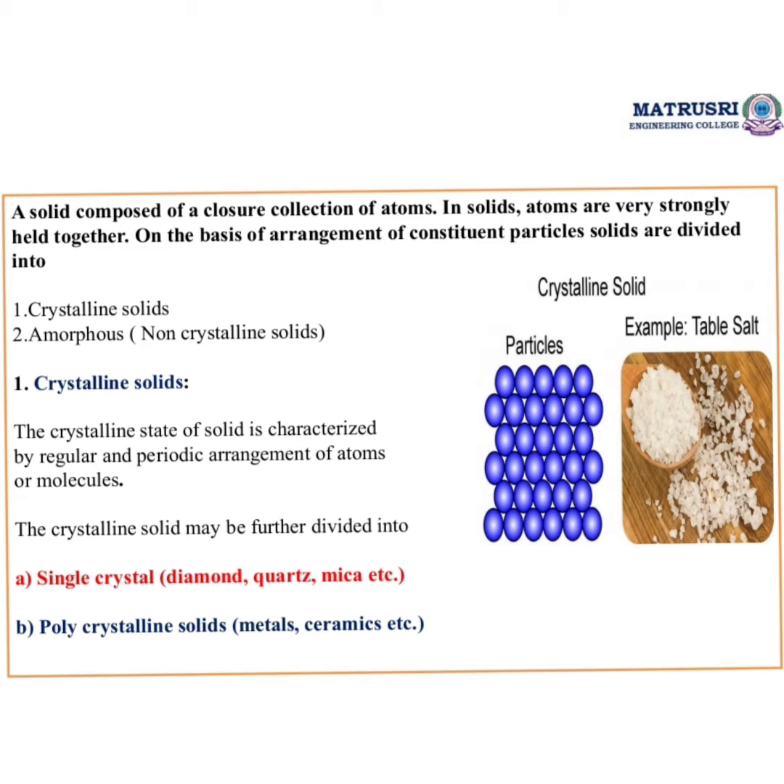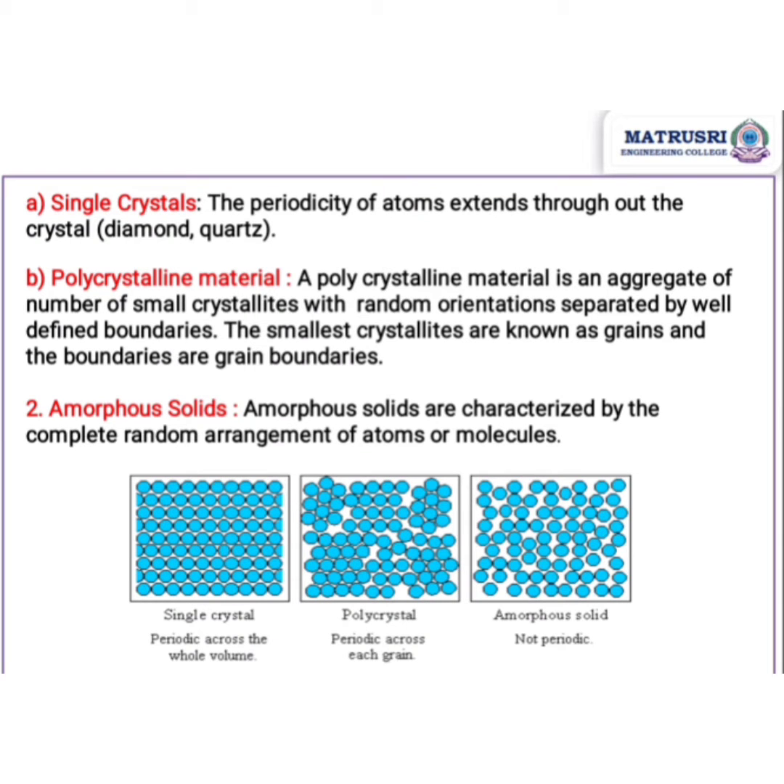You can see this in the images in the slide. The particles, shown as blue balls, are arranged in a regular manner. Table salt is also an example of a crystalline material. Crystalline materials are again classified into two types, single crystalline and polycrystalline materials.